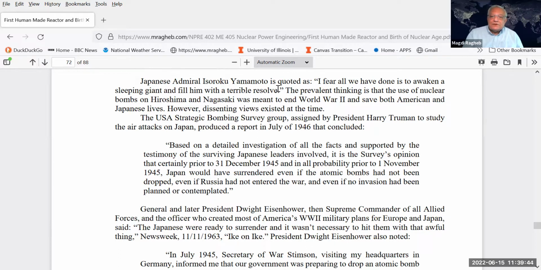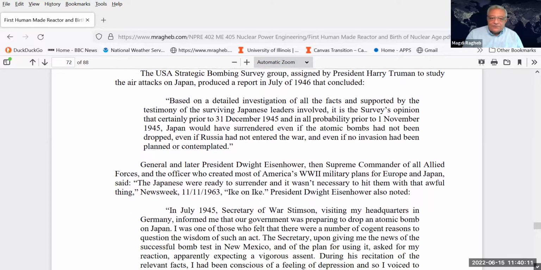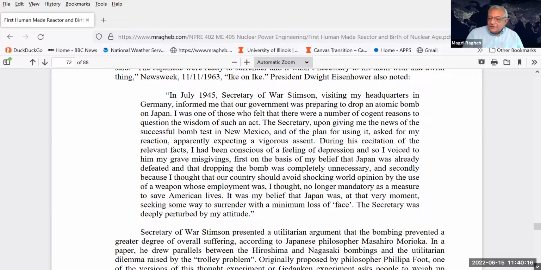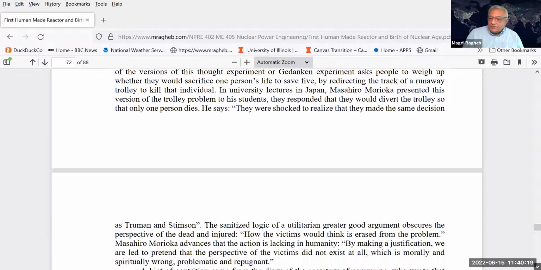Admiral Isoroku Yamamoto, a Japanese admiral educated in the United States, has a very famous quote: I fear all we have done is to awaken a sleeping giant and fill him with a terrible resolve, describing the war of Japan with the United States. President Harry Truman had to take the decision of bombing Hiroshima, but Secretary of War Stimson, for instance, opposed it. Many people opposed it.